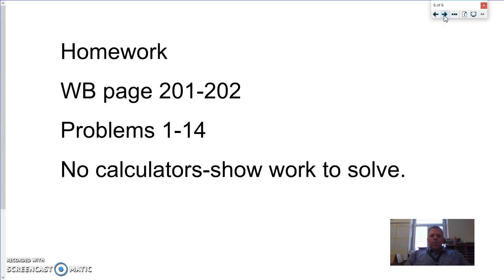Your homework today is workbook page 201 and 202. I do have some copies on the desk. They are problems 1 through 14. There are no calculators. Please show your work to solve.